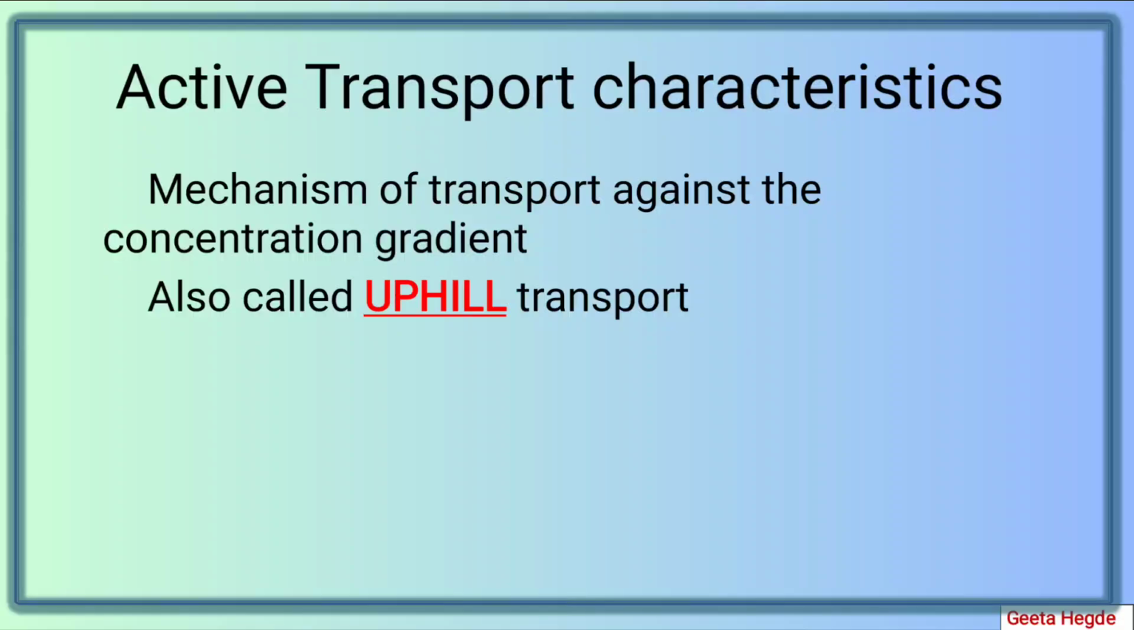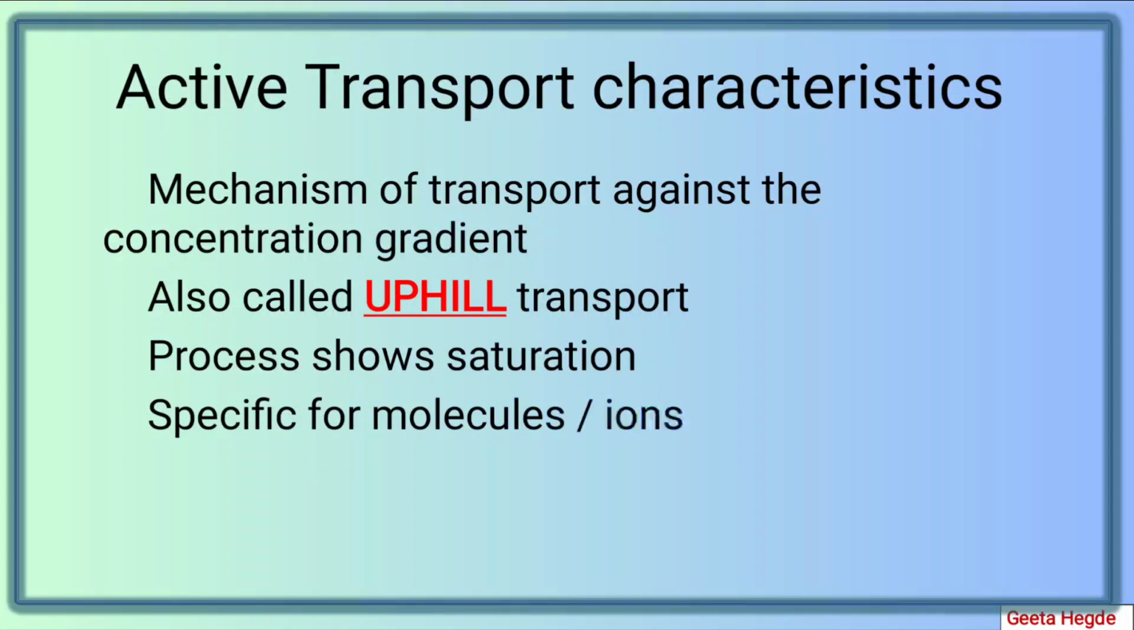It is also called uphill transport. Because this is happening against the concentration gradient, it will utilize energy. So this process uses energy derived from hydrolysis of ATP molecule to move ions or molecules against their concentration gradient. It directly involves ATP driven pumps. This process also shows saturation. It is specific for particular molecules and ions. So these are the characteristics of active transport.